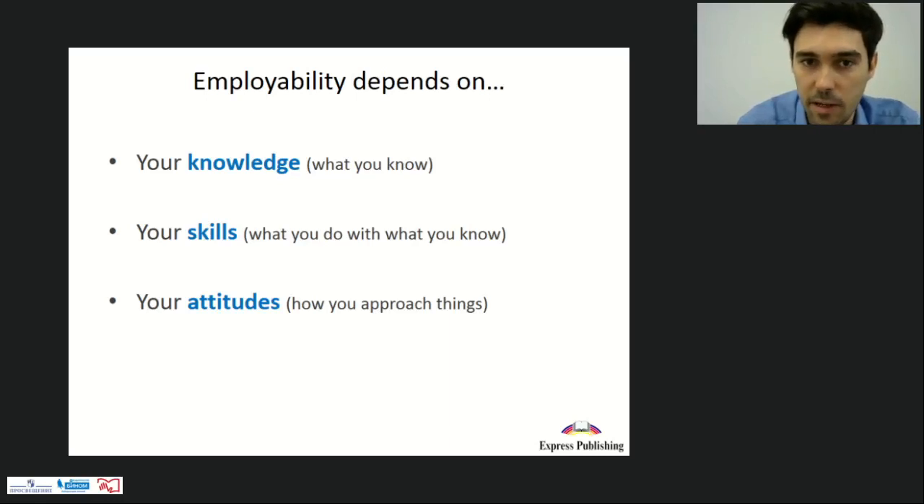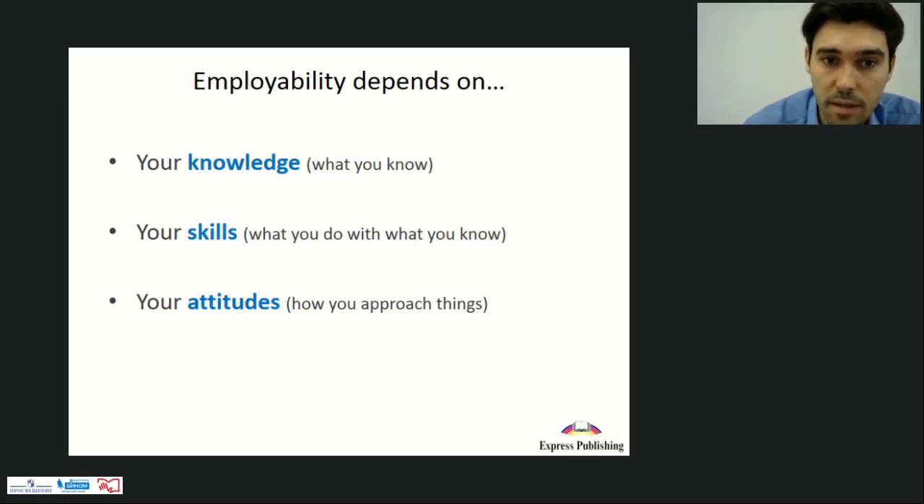So really the point here is that perhaps in the past employability was just seen as having a university degree guaranteed you a job. In today's world, it's very different. I think that we need these three factors: knowledge, skills, and attitudes. They are also quite important for learners, for professionals, in securing a job.